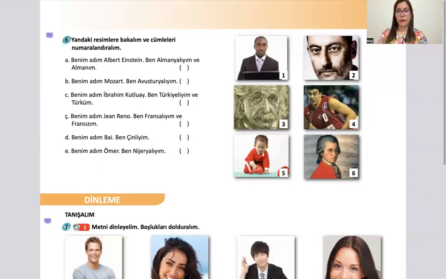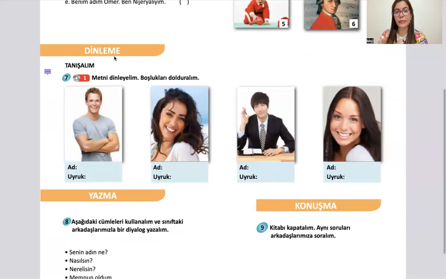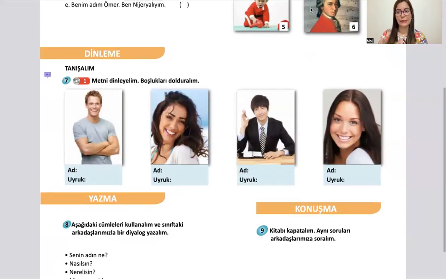And let's go to the last part. Dinleme. Listening. Tanışalım. Let's meet new people. 7. Metni dinleyelim. Let's listen to the text. Boşlukları dolduralım. And fill in the blanks. There are four pictures. Ad, name, uyruk, nationality. Let's see where they come from. Let's listen.